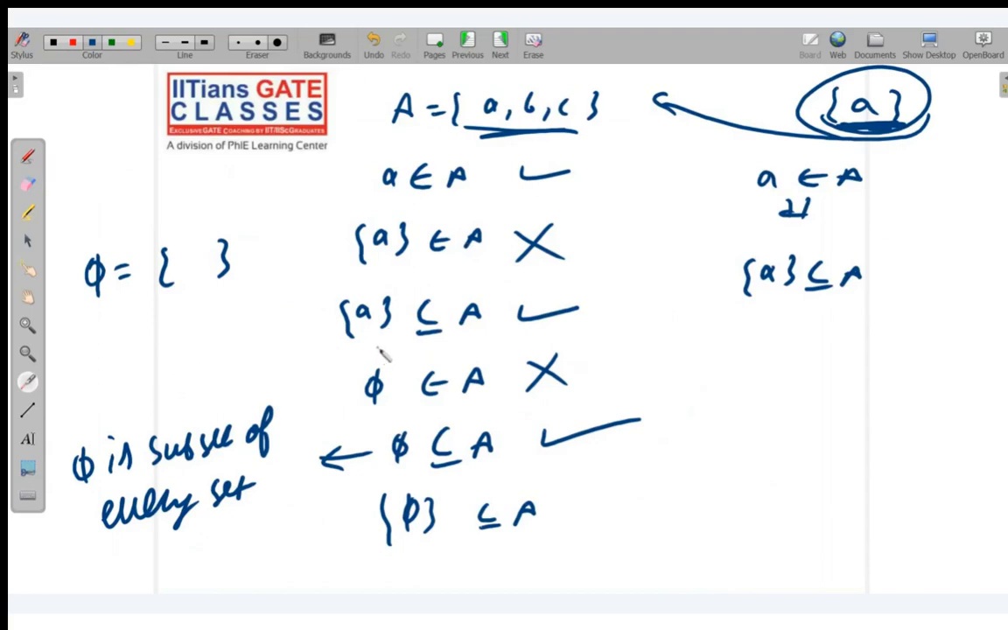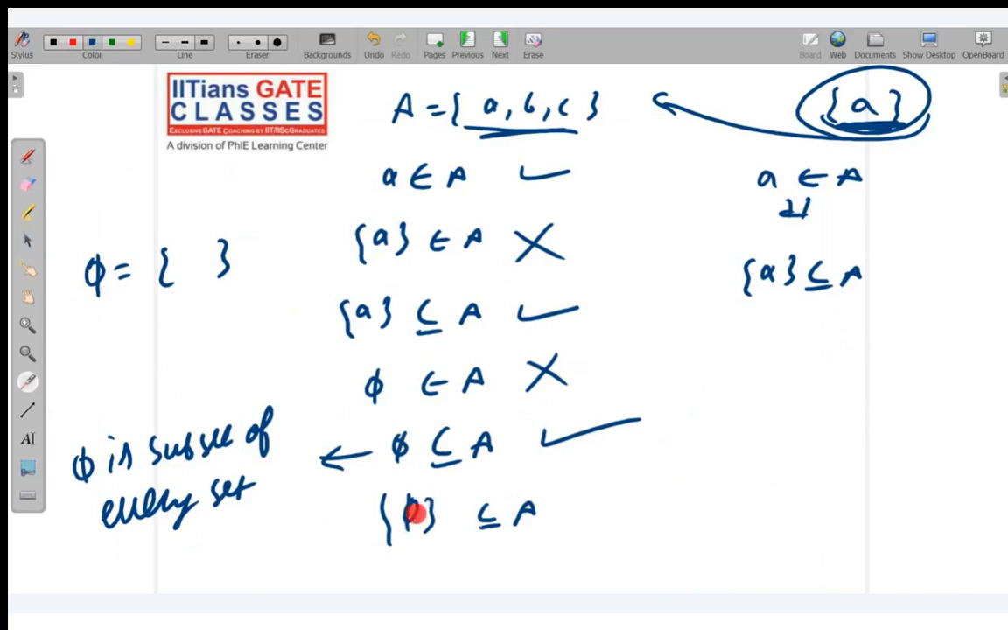So indirectly I will say whatever is present here, that is nothing but the definition of subset. So phi will be a subset of A, hence proved. Is it okay? Yes, sir.